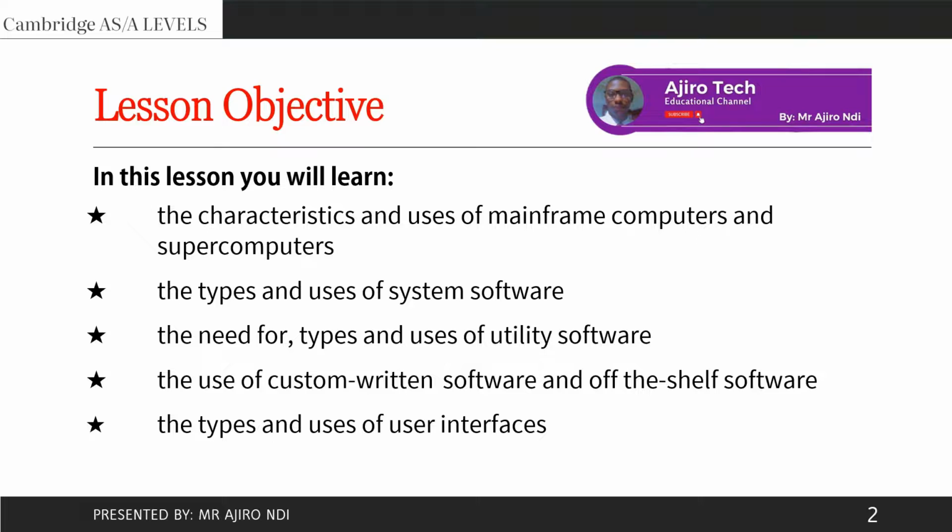Lesson objective. In this lesson, these are the things you're going to learn. We're going to talk about the characteristics and uses of mainframe computers and supercomputers. We'll also be looking at the types and uses of system software, the need for, types and uses of utility software, and the use of custom written software and off-the-shelf software. This is usually what students ask: Mr. Ajiro, I'm confused between custom written and off-the-shelf software. We're going to look at it in this video, so stay glued, whether you're watching from your laptop, smart TV or mobile phone. Finally, we'll be looking at the types and uses of user interface. So let's get this started.